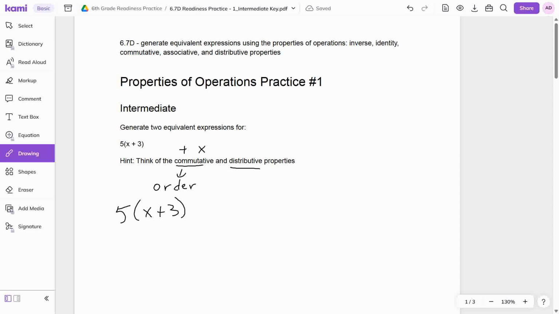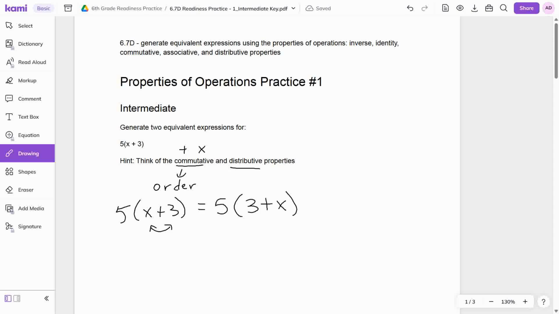Okay, so let me show you a few different expressions that we could use with this. First, we can swap the order of the x and the 3. So we can go 5 and then 3 plus x. So adding x plus 3 and adding 3 plus x is the same as adding 1 plus 2 or 2 plus 1. They both get you 3. So swapping the order of the addends is not going to make any difference. That's one thing we can do with the commutative property.